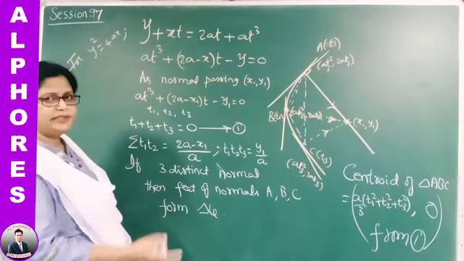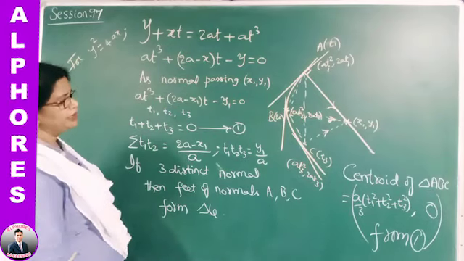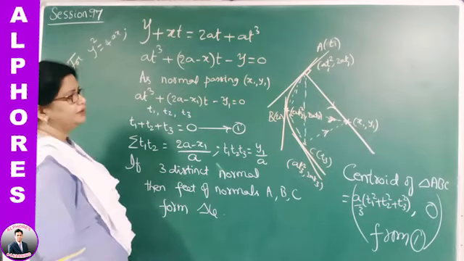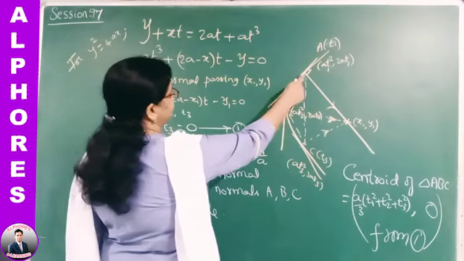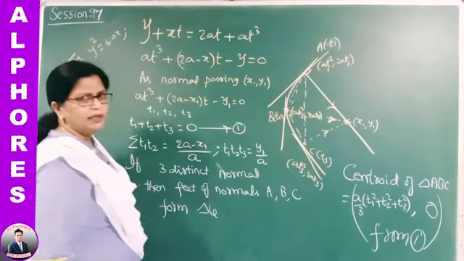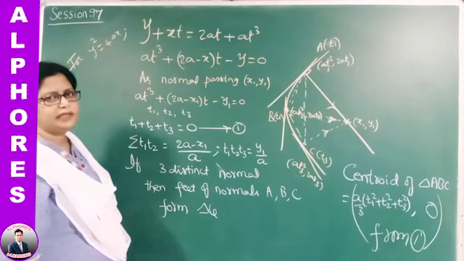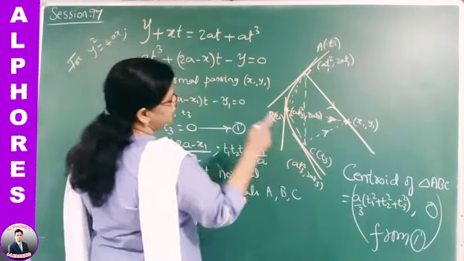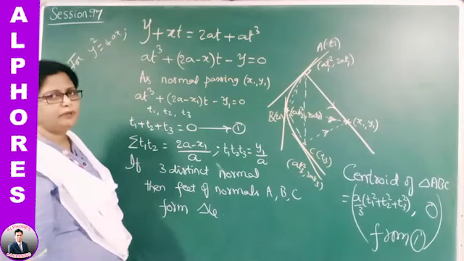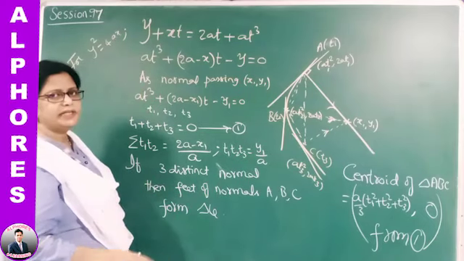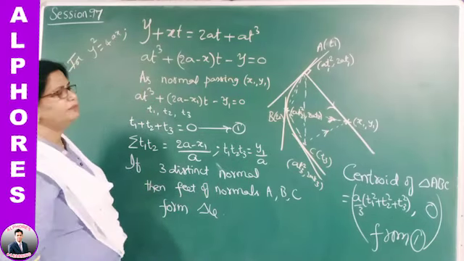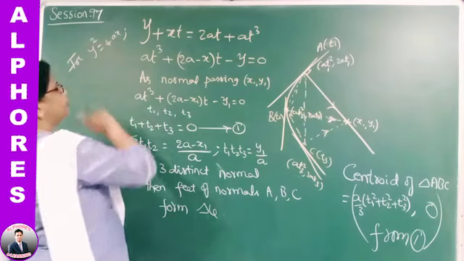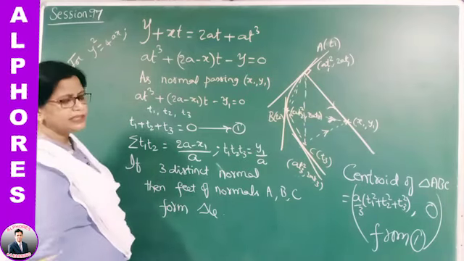Now you can generalize the concept. The centroid of the triangle formed by feet of normals, or co-normal points, always lies on the axis of that parabola. Here, for this parabola, the axis is the x-axis.